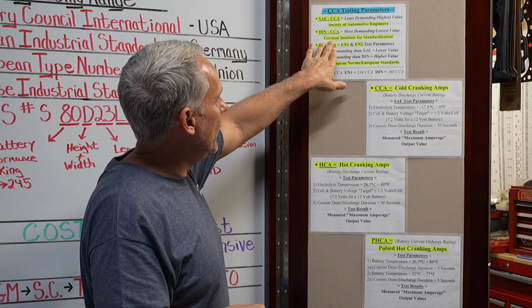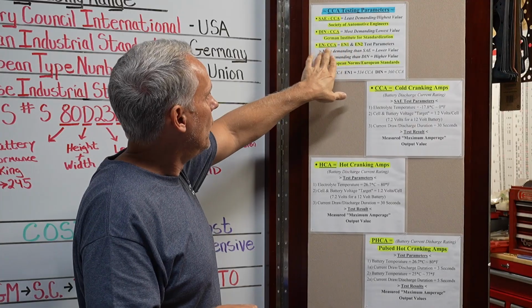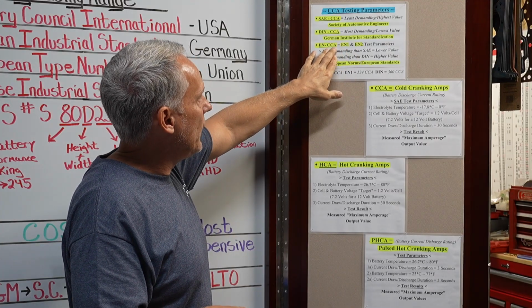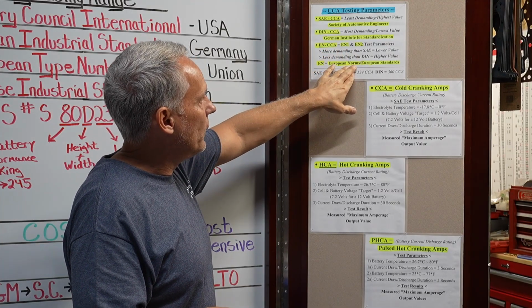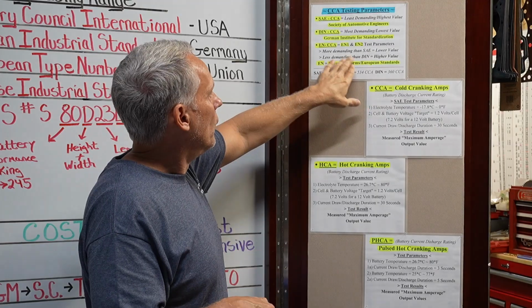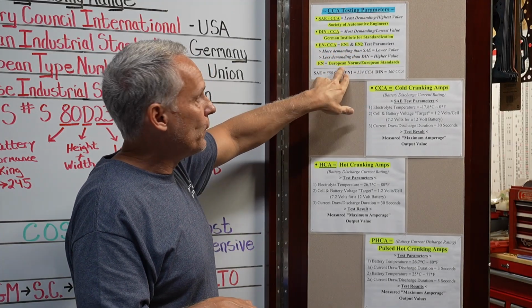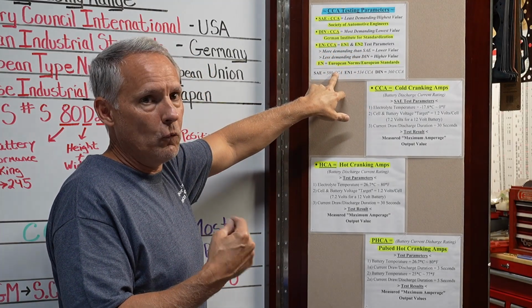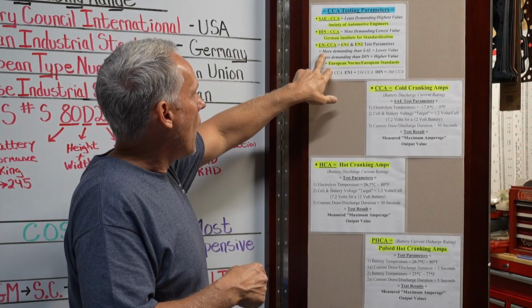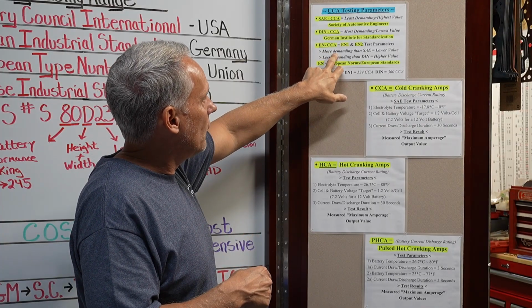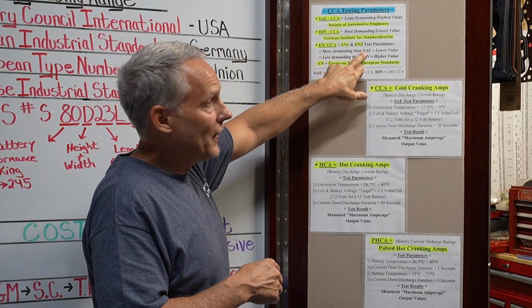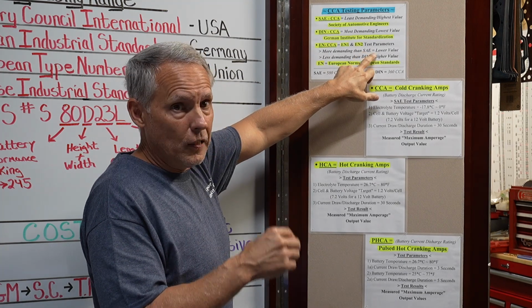DIN is the German Institute for Standardization. EN is European norms, or European standards, with EN1 and EN2 test parameters. Like I said, in most cases, EN1 is what you're going to see. An EN test is more demanding than an SAE test, so you're going to see a lower value.